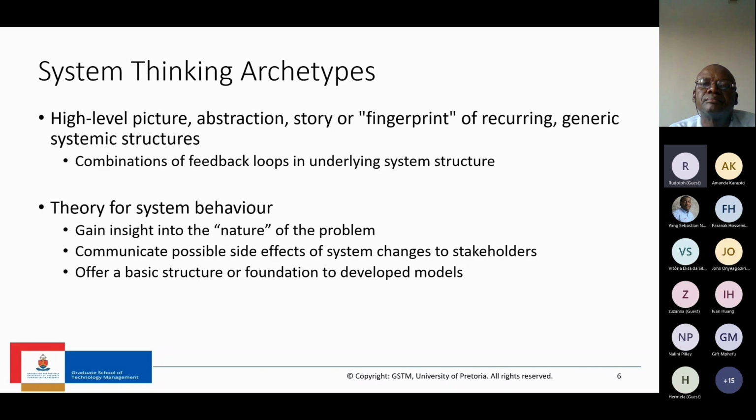They provide for you a theory of the system behavior to help you try and understand the nature of the problem and to communicate the side effects of system changes to stakeholders, and also provide for you a foundation or a structure, a template to start modeling from, to look for what you want to model within the system.